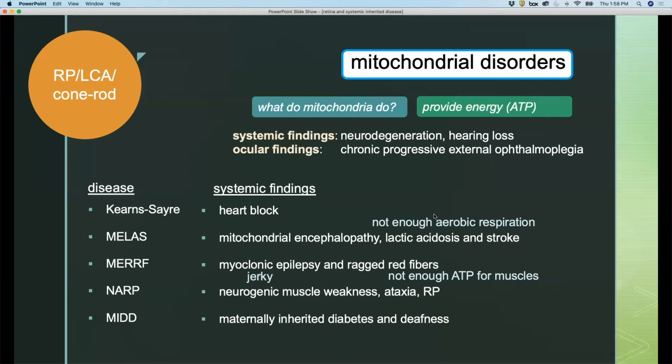That's multiple. And the way I think of it is that the reason they're getting lactic acidosis is their mitochondria aren't working very well. So instead of doing aerobic respiration, they're doing anaerobic respiration, going all the way back to biochemistry. And then MERRF stands for myoclonic epilepsy and ragged red fibers. I think of there as being not enough ATP for the muscles. NARP: neurogenic muscle weakness, ataxia, and RP. And then MIDD, maternally inherited diabetes and deafness. So those are the various things.